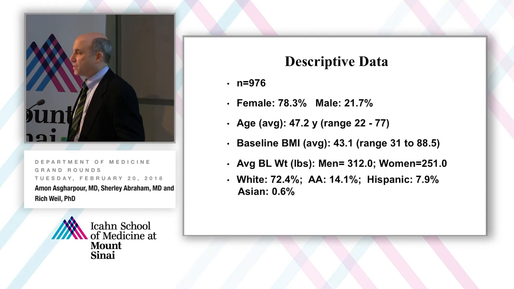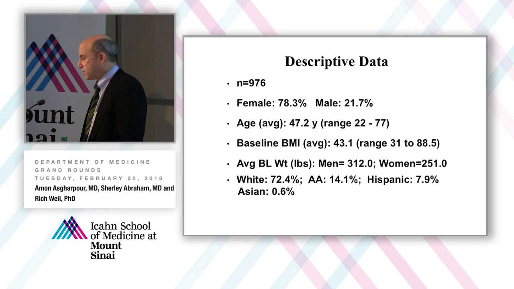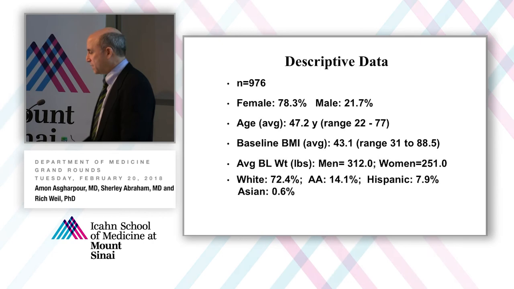The average baseline weight is for men 312 pounds, women 251 pounds, and here you see the breakdown by race. This has remained pretty consistent over the 15 years.